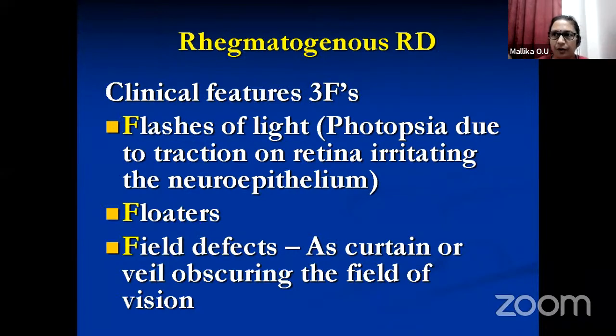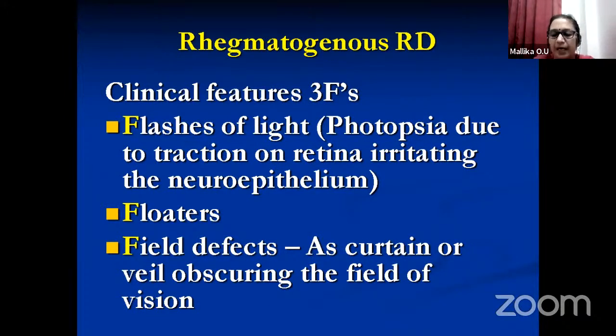Then the retina is pulled. I told you there is a break formation, and when you move the eye, this break will pull the neurosensory retina and irritate the retinal photoreceptors, and this irritation of the photoreceptors the patient feels as photopsia, otherwise called flashes of light. So that is 1F. Because of the tear and irritation during movements of the eye, the photoreceptors are irritated, leading to the perception of photopsia or flashes of light. Then, because of the small pigments or hemorrhage into the vitreous cavity, the patient appreciates floaters. And the third is a field defect, that is as if a curtain is falling in front of the eye, and later becomes a complete loss of vision.